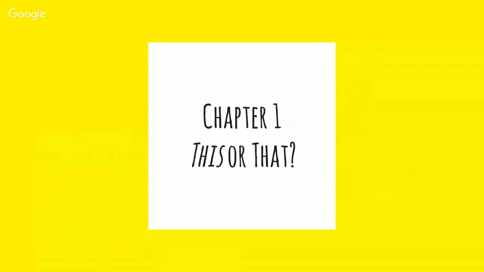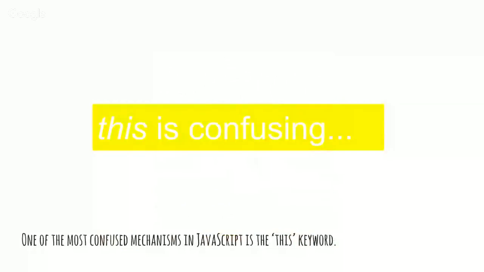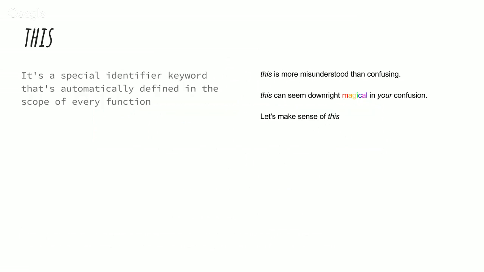Okay, so chapter 1, this or that. This is confusing. One of the most confusing mechanisms in JavaScript is the this keyword. It's a special identifier keyword that's automatically defined in the scope of every function. So it's going to exist in any function in JavaScript, and JavaScript will define it in a way that we're going to be talking about.